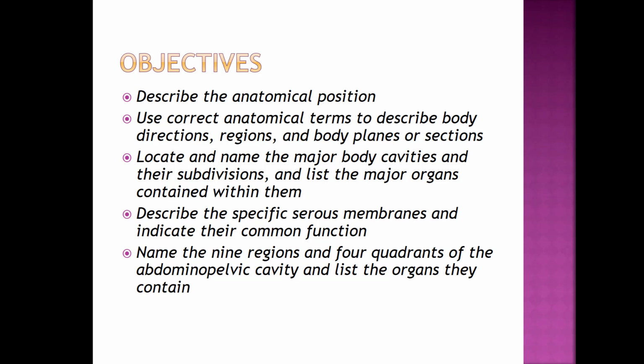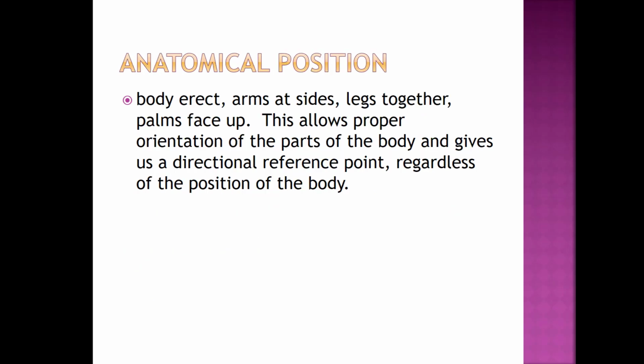The next one, locate and name the major body cavities and their subdivisions and list the major organs within them. Serous membranes, these are very important when we get into that section. Serous membranes are going to help protect organs that are in each of the body cavities that we will discuss before that. And then lastly, name the 9 regions and 4 quadrants of the abdominopelvic cavity and list the organs they contain.